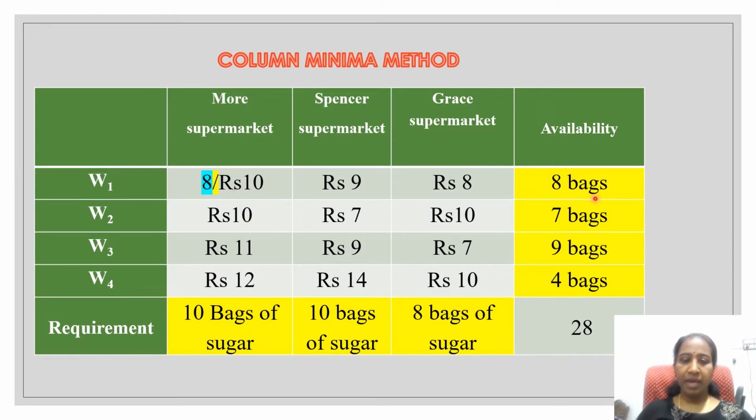I should keep in mind the availability and the requirement. Availability is 8 kilos. Though I require 10 kilos, only 8 kilos are available with wholesaler 1. So I buy only 8 kilos here, and I write 8 here. Now that these 8 bags of available sugar are purchased, I strike out the row completely. After cancelling that row, I note the balance requirement. Actually, I require 10 bags of sugar and I purchased 8, so the remaining 2 bags of sugar, I must make a note over here.